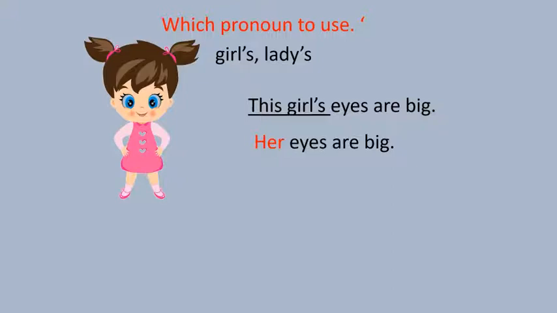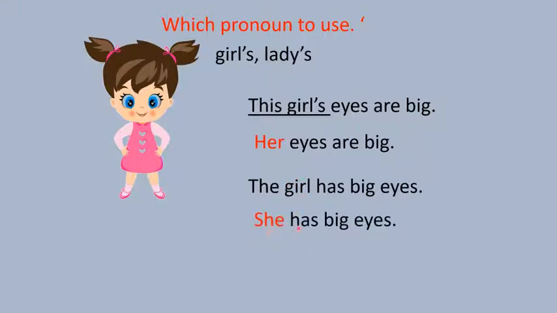The pronoun her is used when there is an apostrophe like this. And you cannot just put this, her eyes are big. So that is why you have to take this and the word girl and replace it with the pronoun her. Now if I say the girl has big eyes, here there is no apostrophe for the word girl. So then you write she has big eyes. So instead of the girl, you have used the pronoun she.